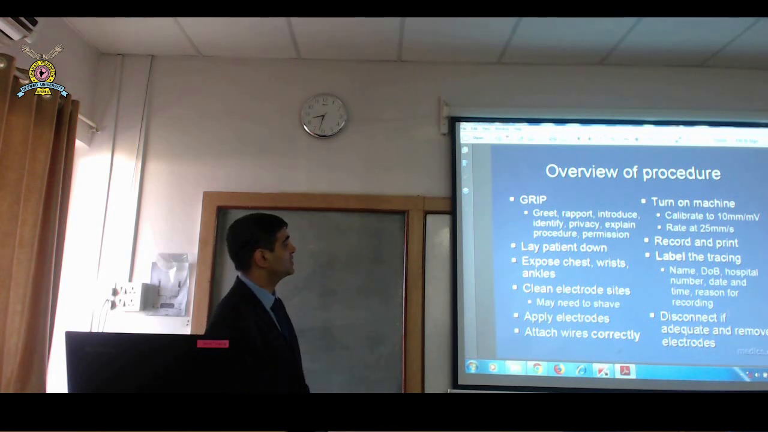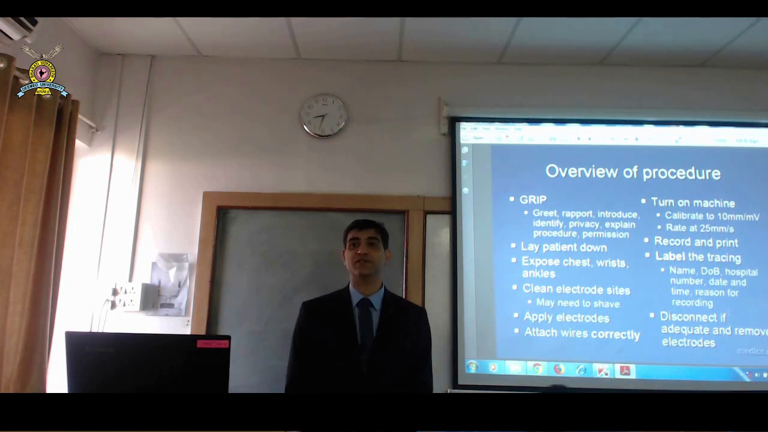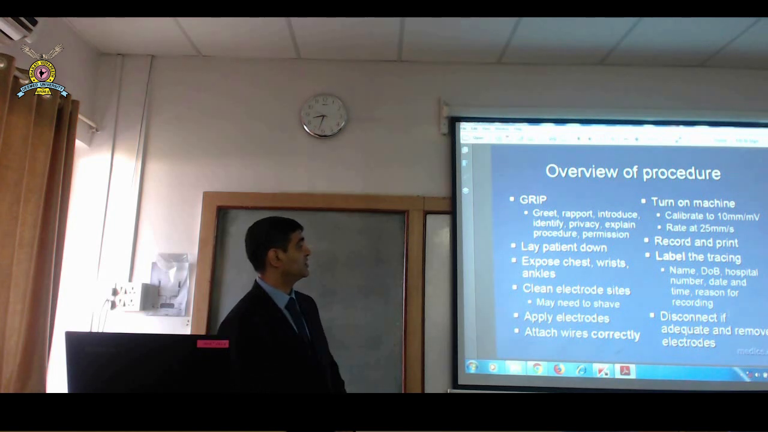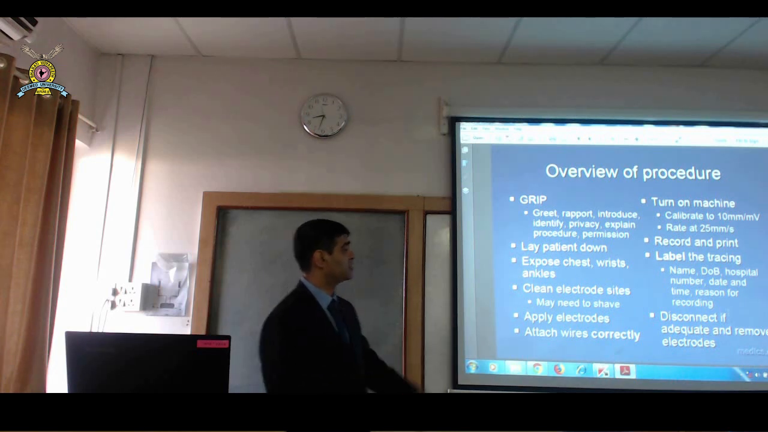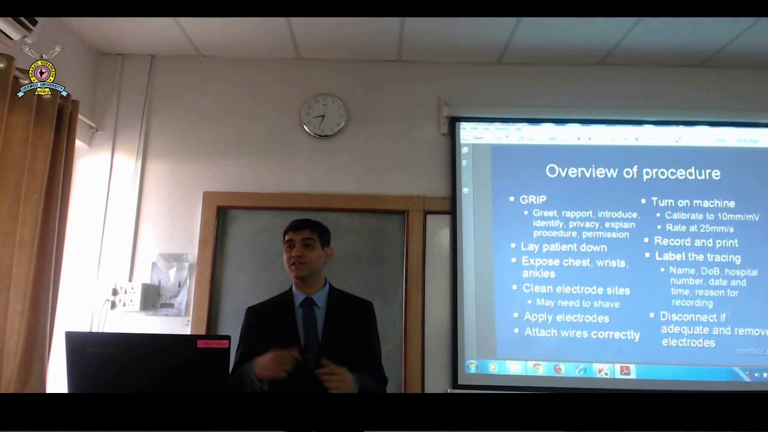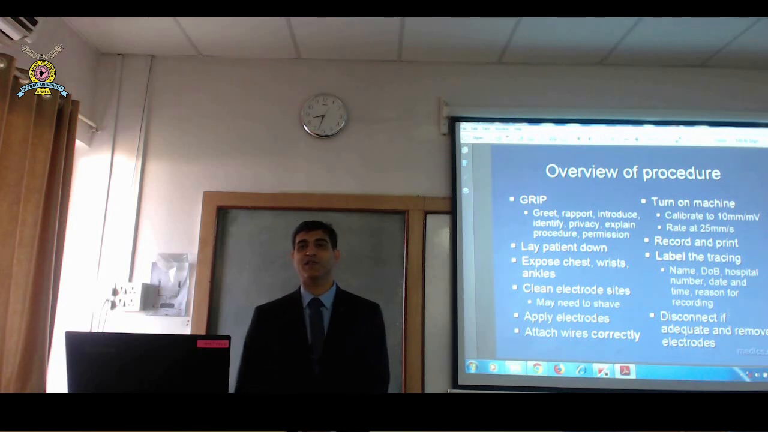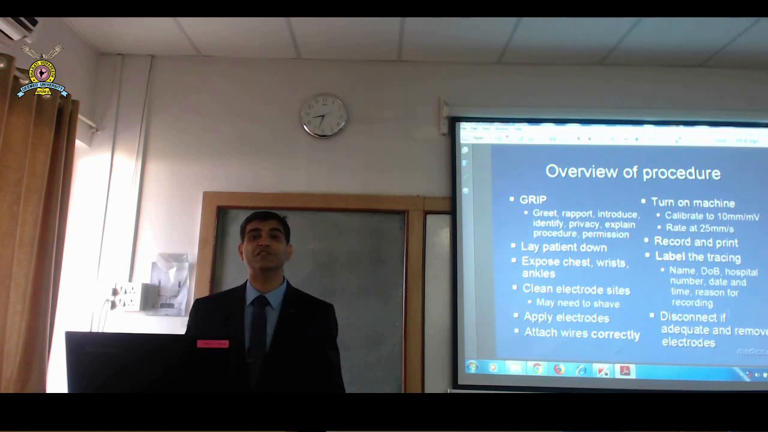Lay the patient down, expose the chest, wrists, and ankles. Take out all the metal stuff because it causes a lot of vibration, and then you have to keep doing repeat ECGs. So you ask the patients to expose the chest, take out all the metal stuff, and remove the socks. You need to make sure the electrode sites are clean. If the sites are very hairy, it becomes difficult, and you get a lot of vibratory signals. With a lot of vibrations, it's very difficult for a doctor or cardiologist to read an ECG.